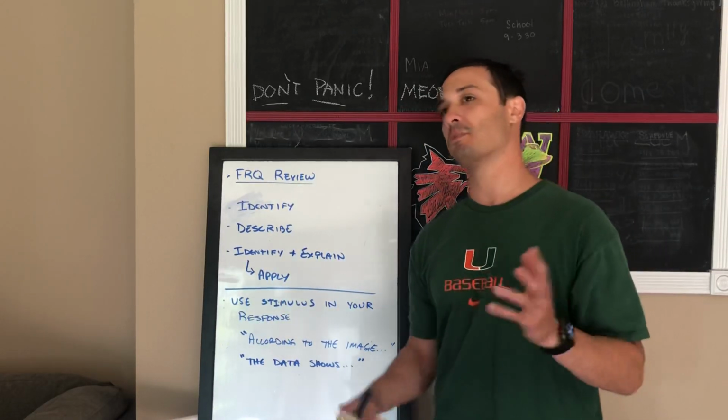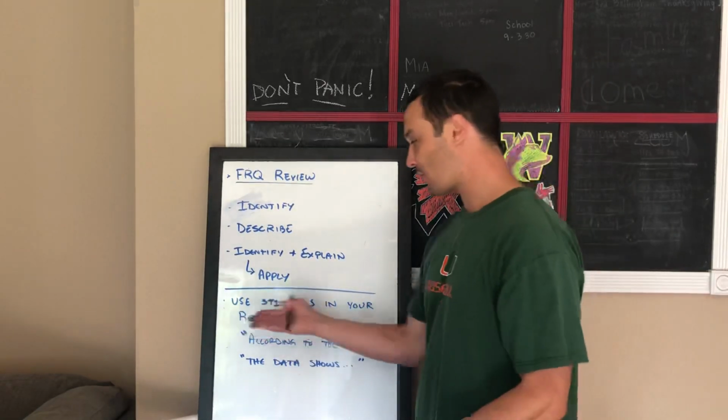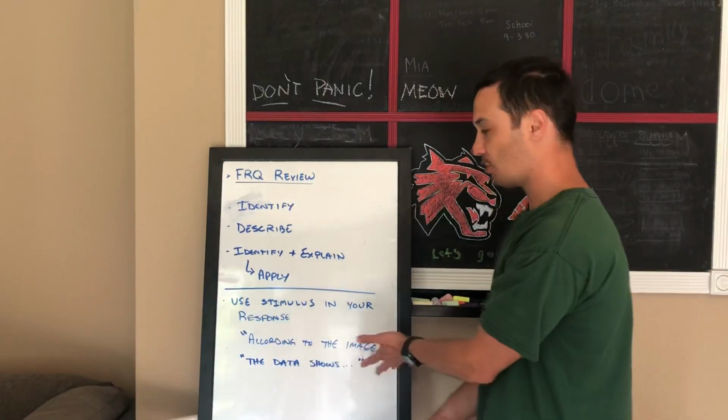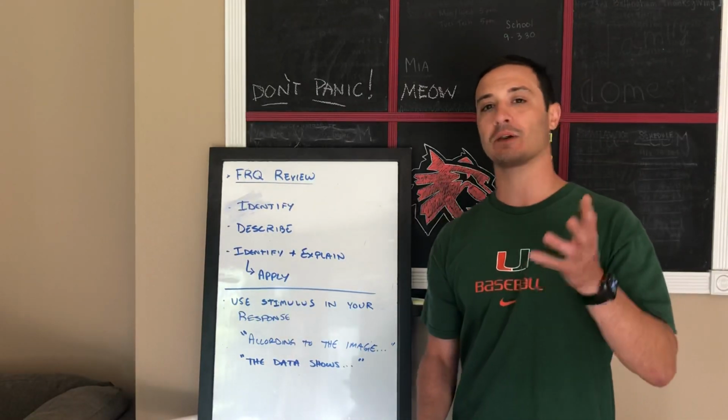So the best guesses are that obviously with this stimulus, you're going to want to refer to that thing. You're going to want to refer back to that. So according to the image or the data shows, blah, blah, blah. And so that's kind of what you're going to want to look for or going to want to be able to do.